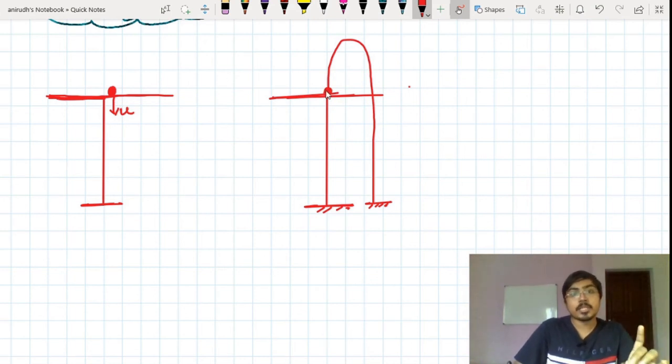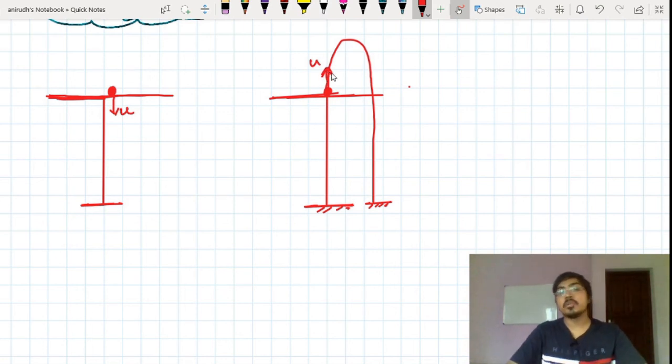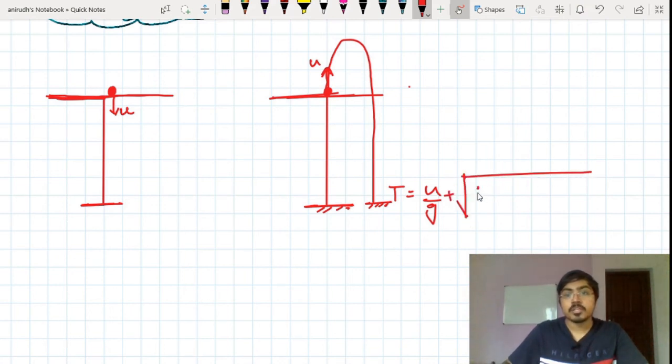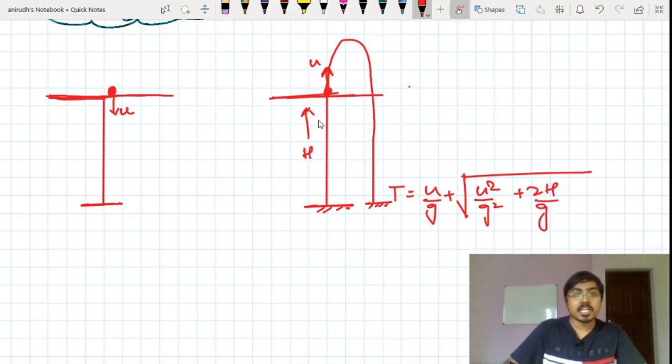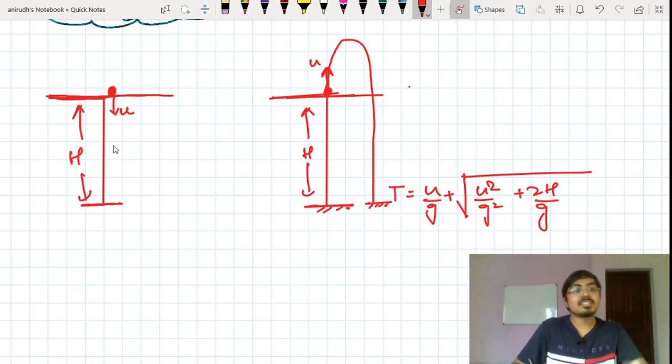Here, let me tell you, if this is going up with a velocity u, what is the time of flight? Time of flight is equal to u by g plus root of u square by g square plus 2h divided by g. Now tell me if this is the height here. Now this tower is also having the same height. It is thrown down with the same velocity with which this body was thrown up. So this is very similar.